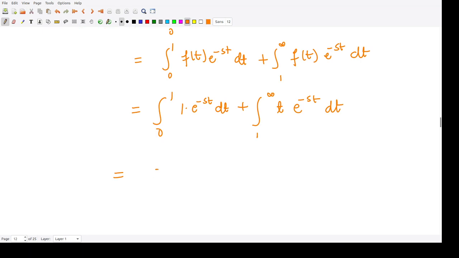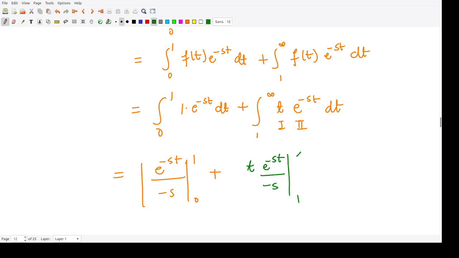What is the integration of e to the power minus st with respect to t? The integration here would be e to the power minus st divided by minus s, limits varying from 0 to 1, and for the second integral we have to apply integration by parts. So first function as such, t as such, times the integration of the second function, e to the power minus st divided by minus s, limits varying from 1 to infinity, and then minus integration from 1 to infinity of the derivative of the first function times the integration of the second function dt. So this is what we got.